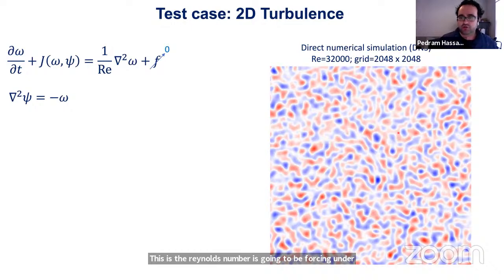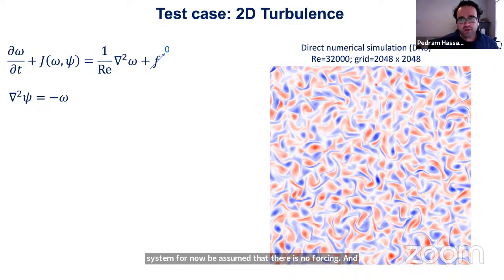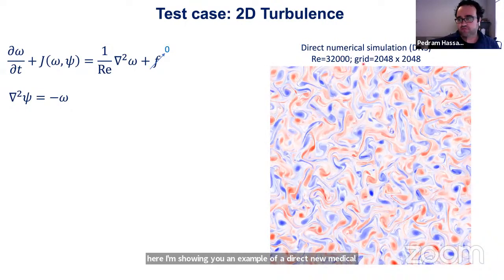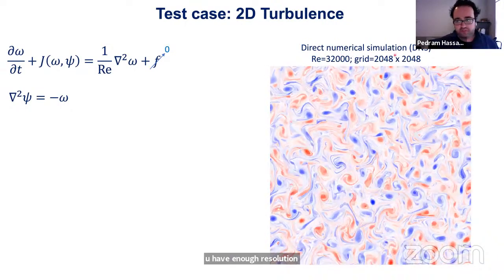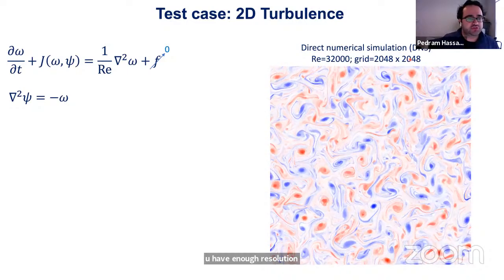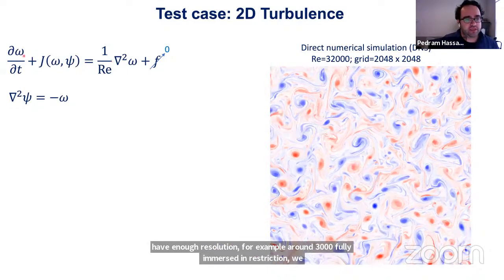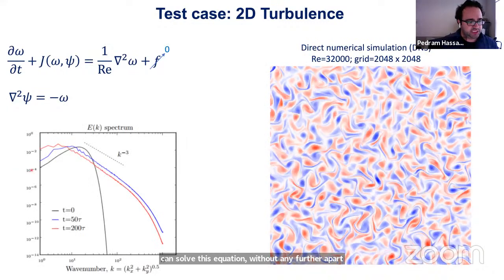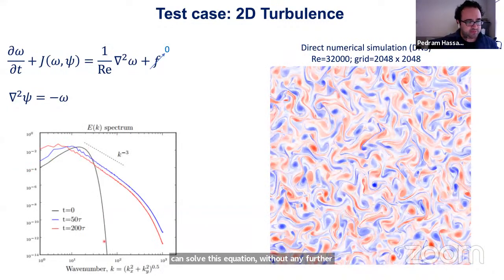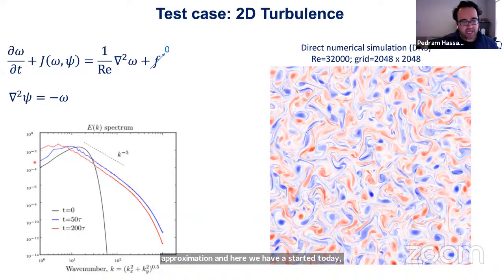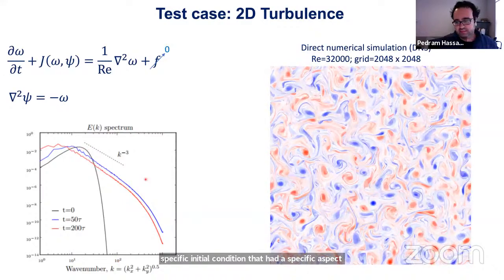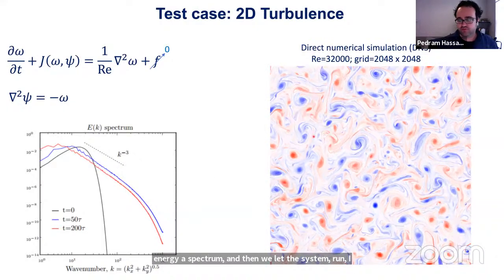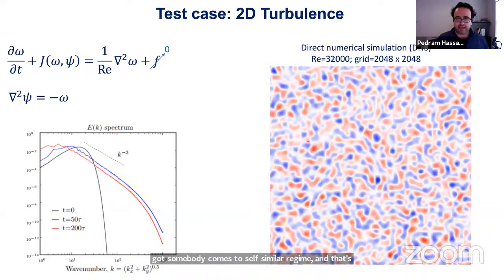Here I'm showing you an example of a direct numerical simulation, which at a given Reynolds number, like 32,000, if you have enough resolution, for example, around 2,000 Fourier modes in each direction, we can solve these equations without any further approximation. Here we have started with a specific initial condition that had a specific energy spectrum. And then we let the system run. And at some point it comes to a self-similar regime. And that's where we do our training and testing.